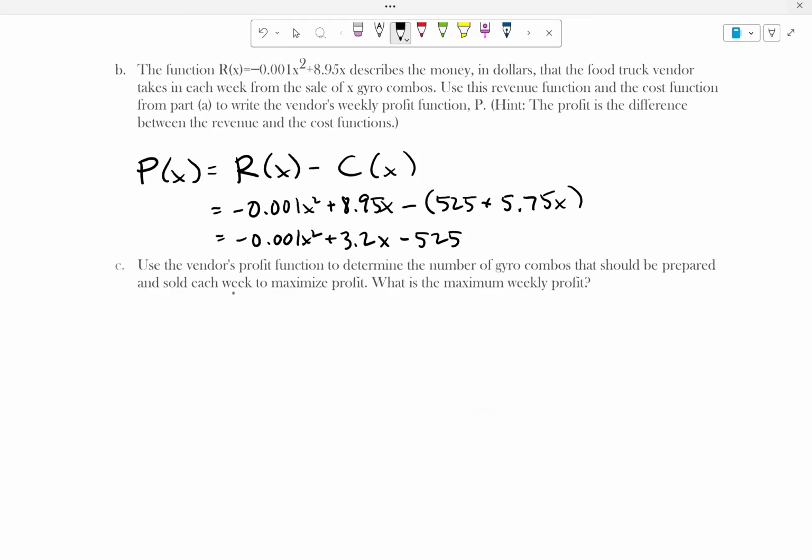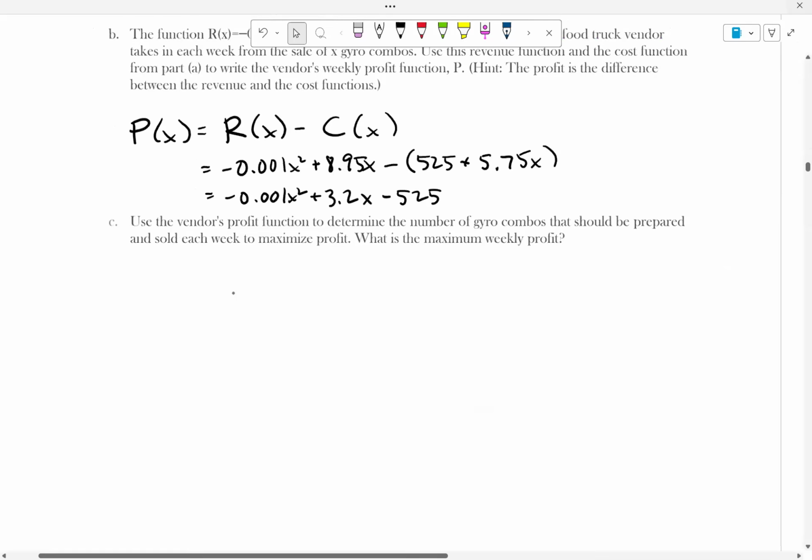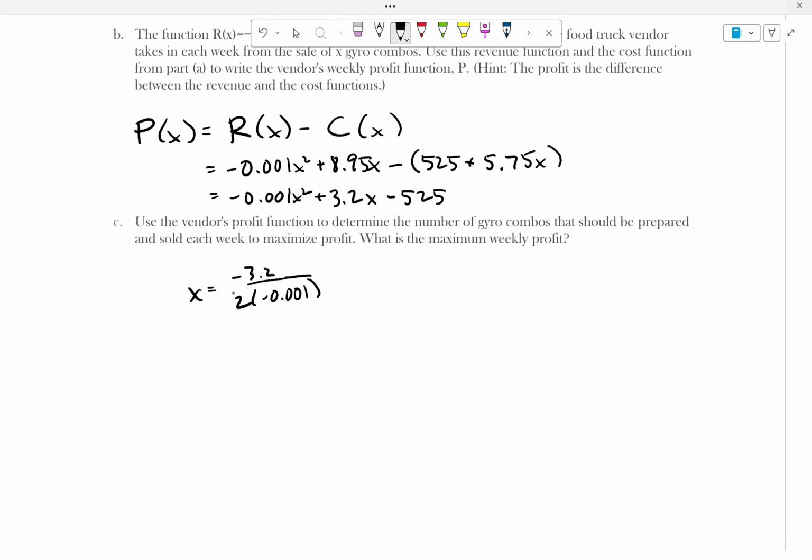Notice that it's a quadratic function. The leading coefficient is negative, which means it opens downwards. We're going to have a maximum. Use the vendor's profit function to determine the number of combos that should be prepared and sold each week to maximize profit. Okay. Well, we need to find the vertex. So x is equal to negative 3.2 all over 2 times negative 0.001. The negatives cancel. I know that 2 goes into 3.2 1.6 times, so it's 1.6 divided by 0.001.